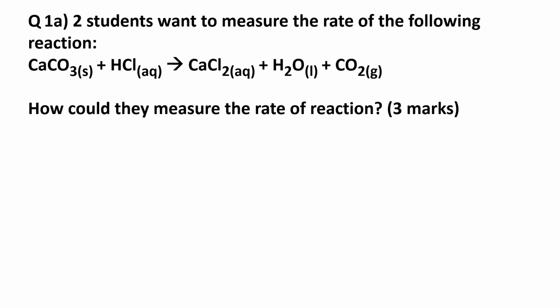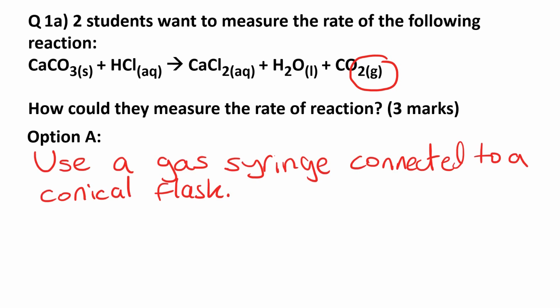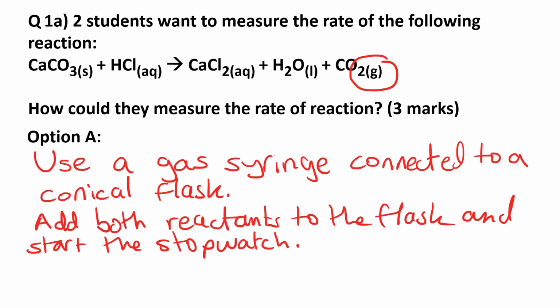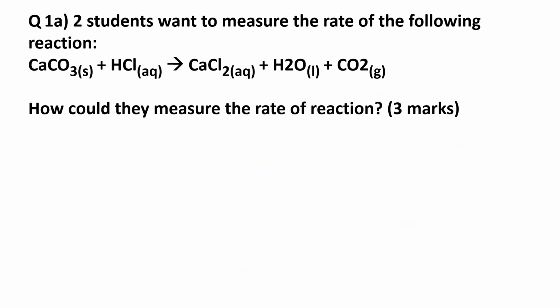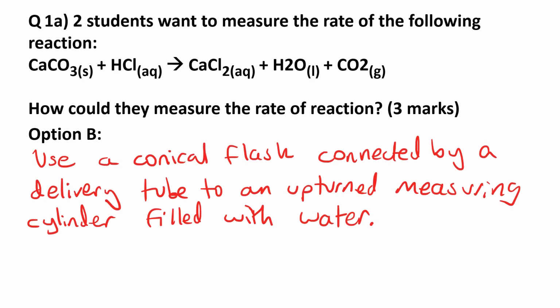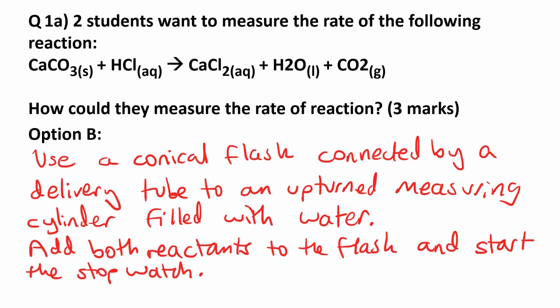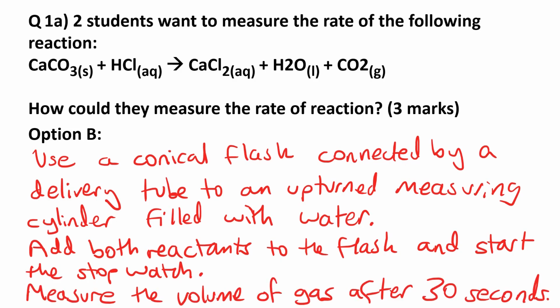So there's several ways you could do this, so long as you've spotted from the state symbols that a gas is being produced. So the first option would be to use a gas syringe connected to a conical flask. You would add both reactants to the flask and start the stopwatch, and then measure the volume of gas produced after 30 seconds. The second option would be to use a conical flask connected by a delivery tube to an upturned measuring cylinder filled with water. You'd add both reactants to the flask and start the stopwatch, and this way you would measure the volume of gas after 30 seconds.